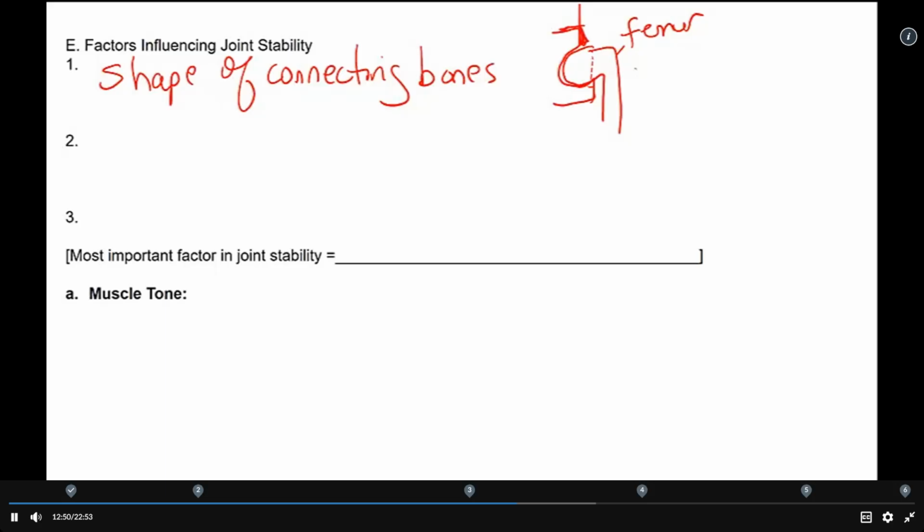So for example, if we look at the humerus and the scapula, there's also a cavity in the scapula called the glenoid cavity. And it's fairly shallow. So if you look at the humerus, only maybe 1/4 of the head of the humerus fits into that cavity. So it doesn't really stabilize the joint that much. In fact, the shape of the connecting bones rarely is helpful in stabilizing the joints.